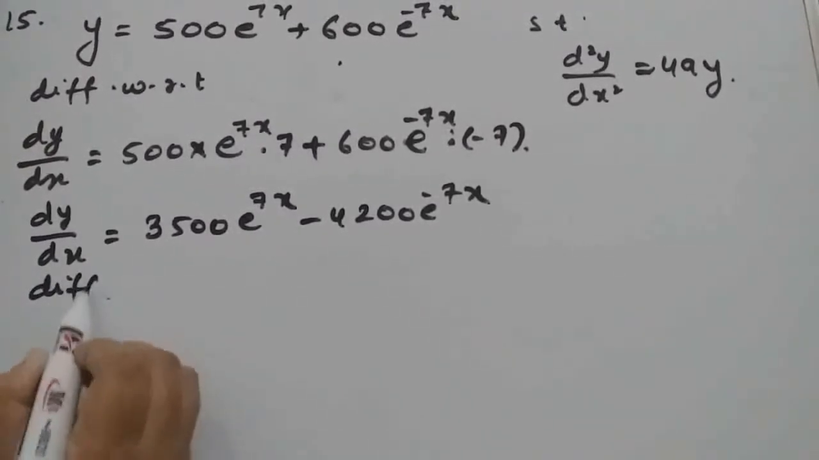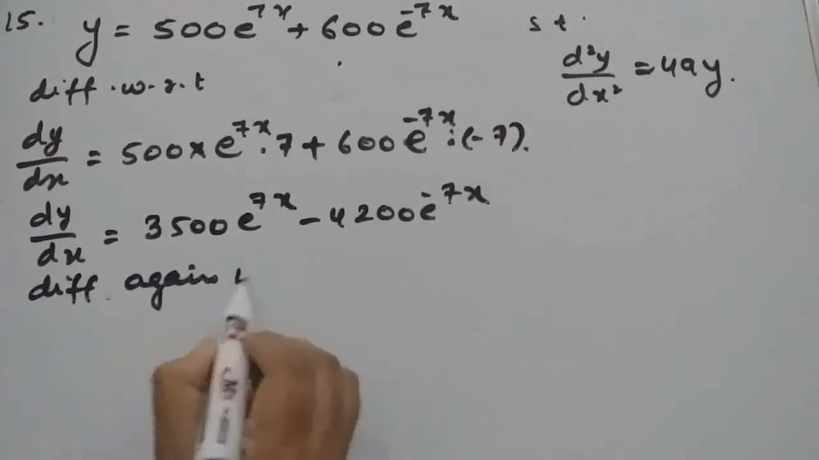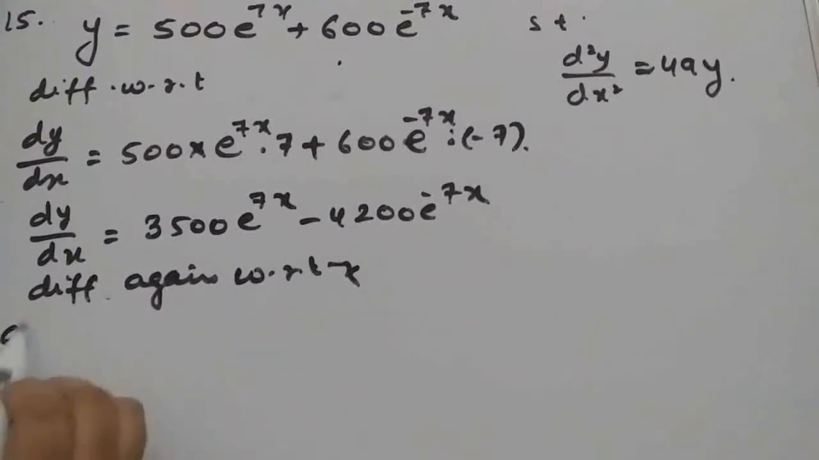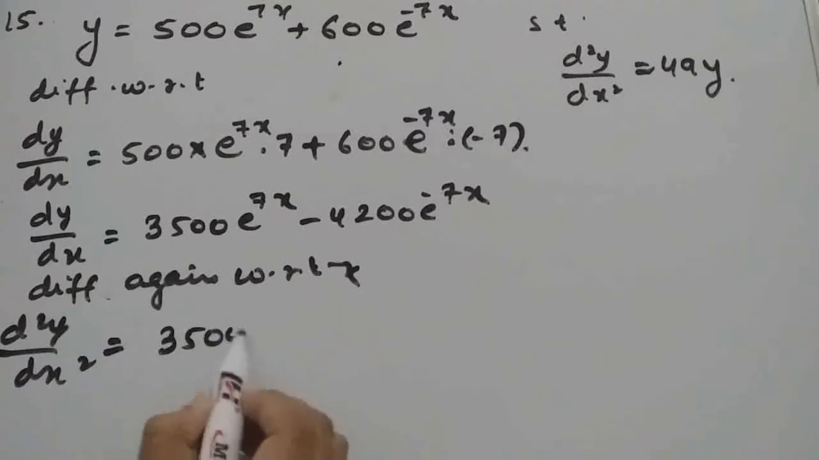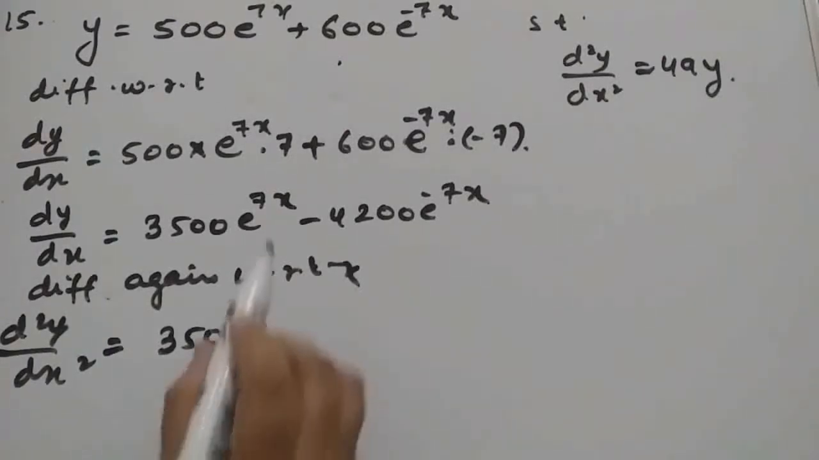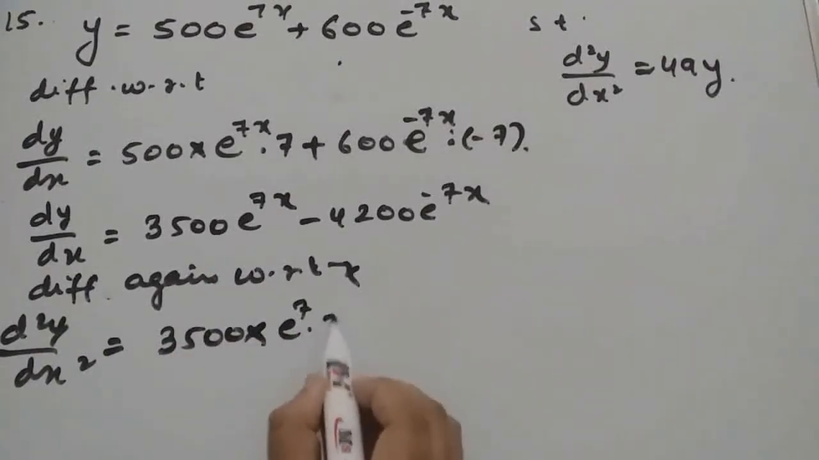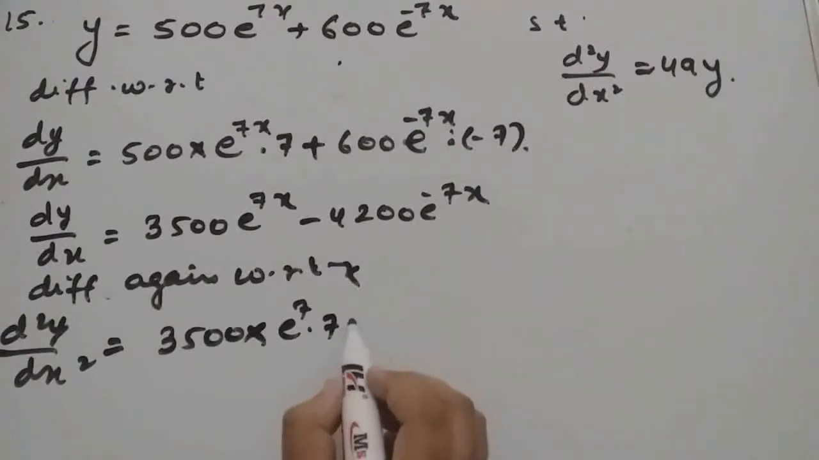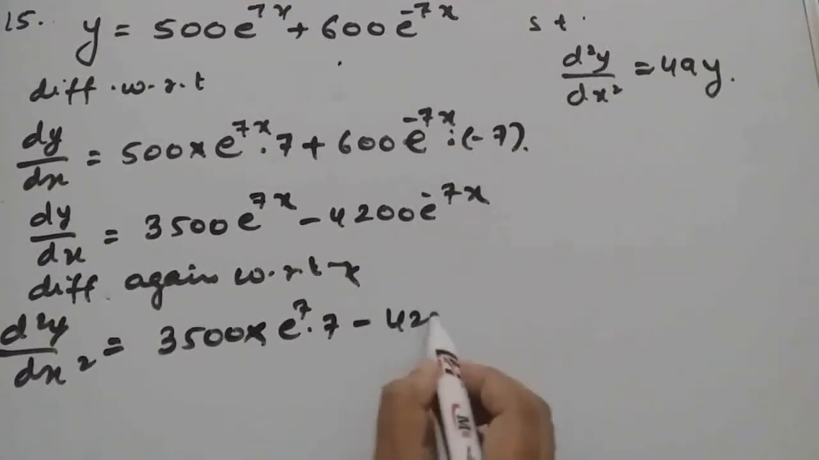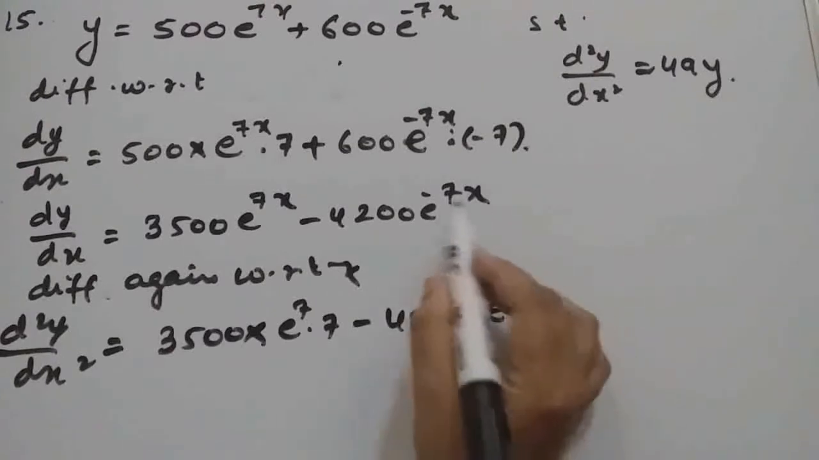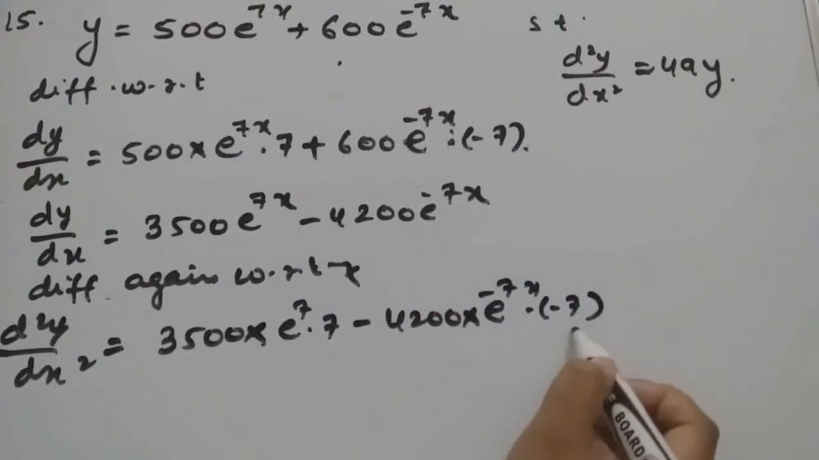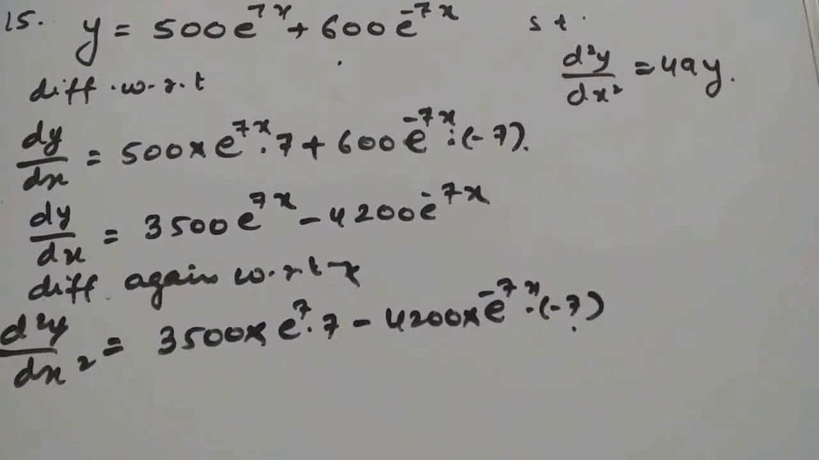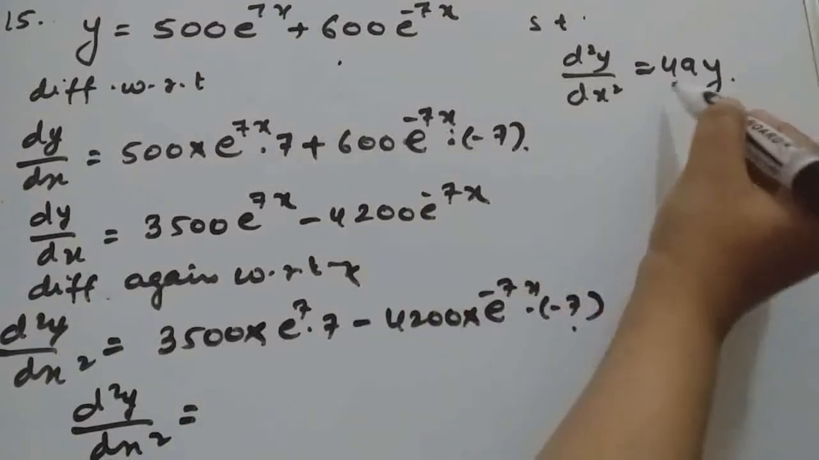So again differentiate with respect to x. So d square y by dx square. This is a coefficient now. E power 7x means e power 7x into 7, minus e power minus 7x into derivative of minus 7x, which means minus 7. Okay. So see what we have to prove, 49y.